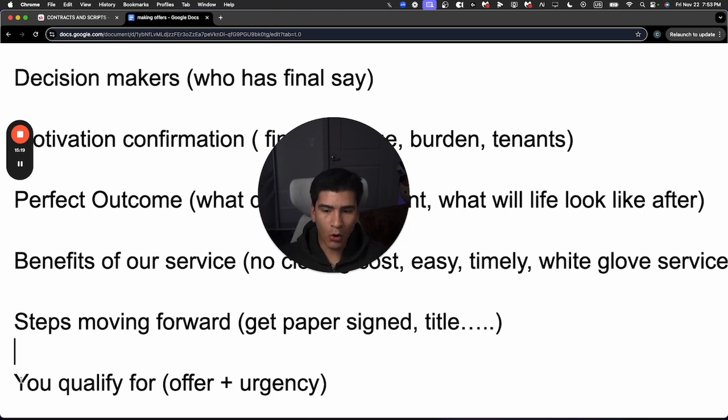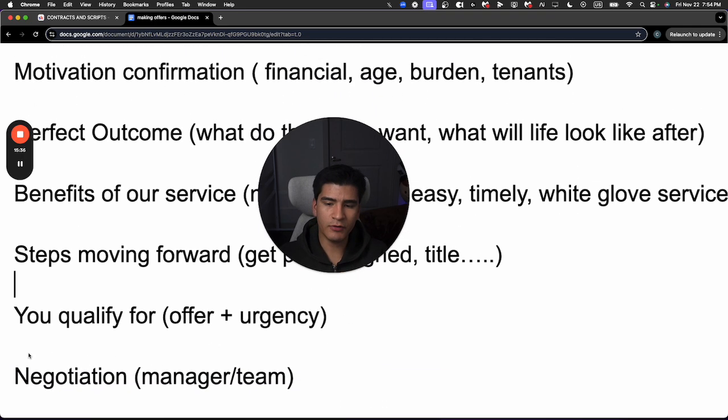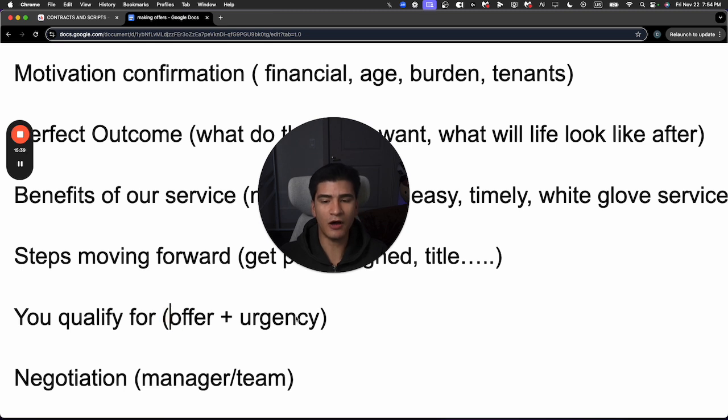You're only giving the offer to the person that is ready to go, the person that has agreed to everything that you offer, the person that is knowledgeable that you are the person that will fix their problem, right? So boom, you give them the offer, you let them know the urgency, then we go into negotiation. Because our offers are not top of the market, we always want to go for no.